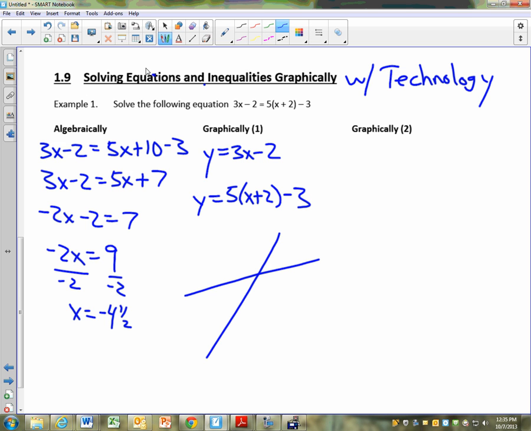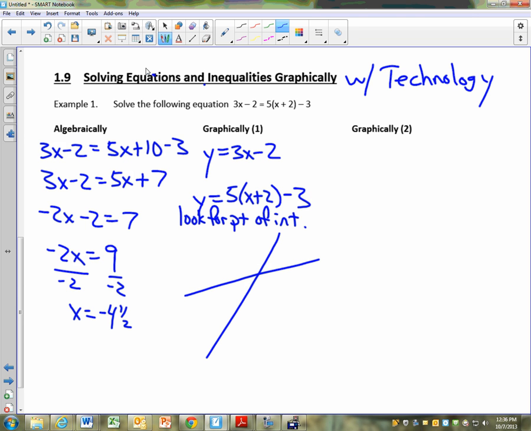So again, what we did there is look for the point of intersection. So that's one way to verify that, in fact, your solution was correct. We use graphing technology in order to find that spot. Well, there's another way to do it graphically as well.